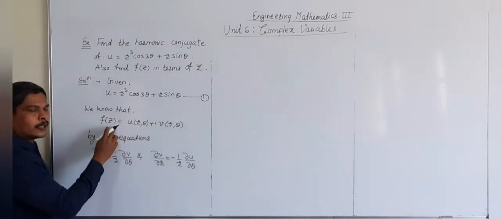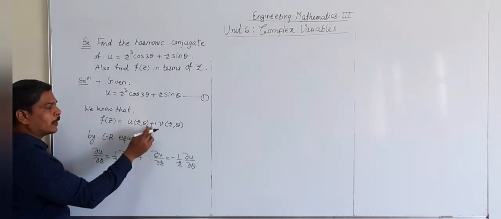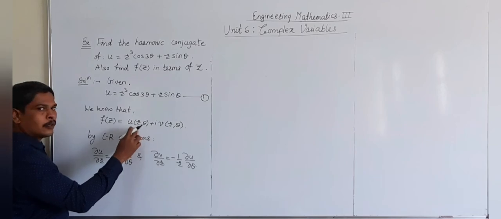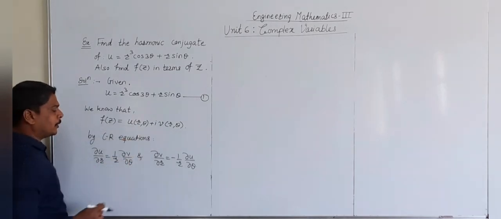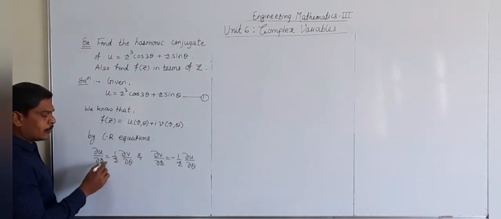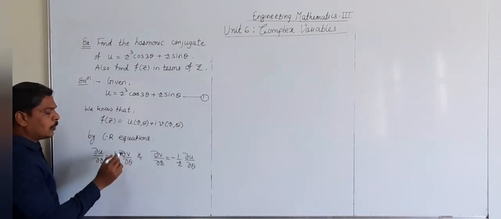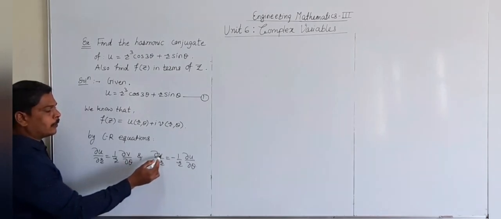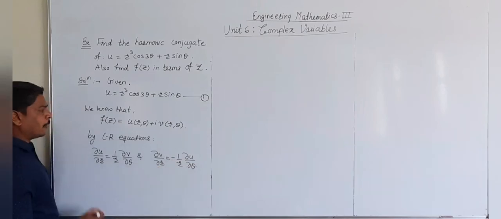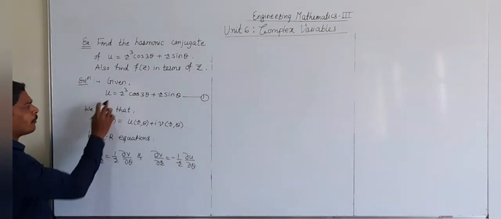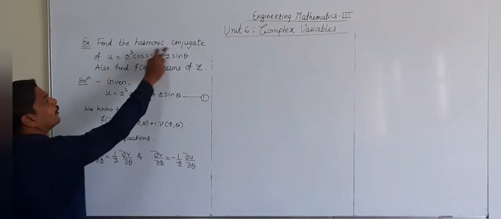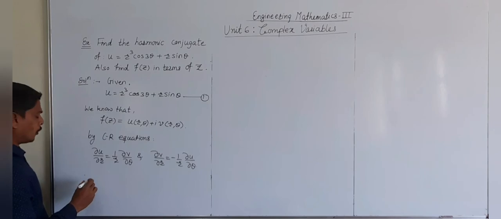We know that f(z) = u(r, θ) + i v(r, θ). Instead of x and y, here the coordinates are r and θ. So by the CR equations for polar coordinates, we know that ∂u/∂r = (1/r) ∂v/∂θ, and ∂v/∂r = -(1/r) ∂u/∂θ. So we are given u, and our requirement is to find the harmonic conjugate of u.